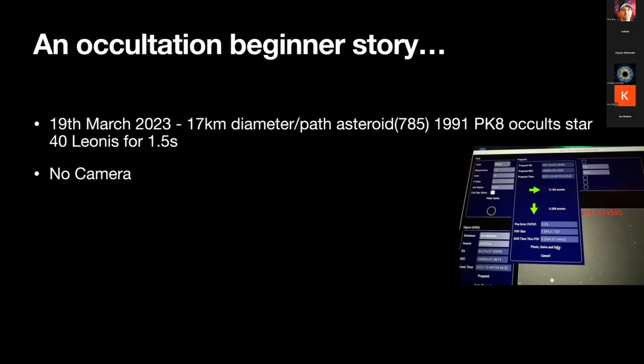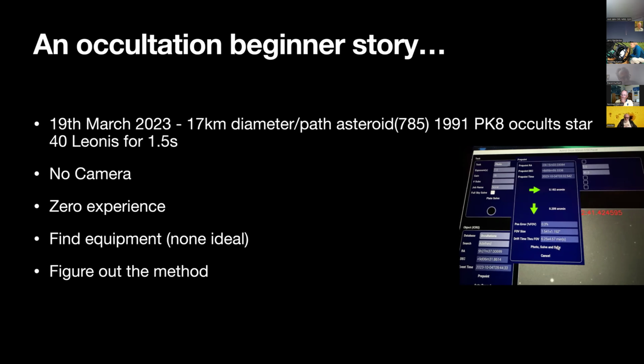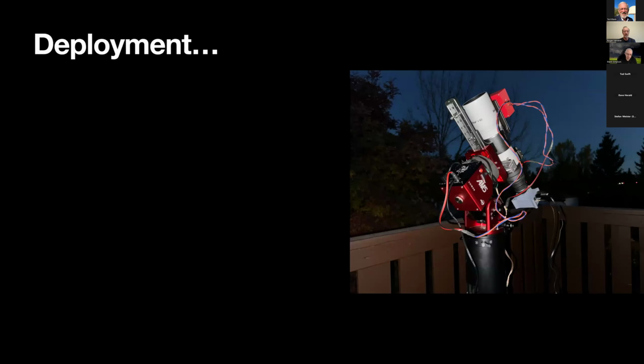So first thing I needed was a camera. I didn't have one. My main camera had been sent back to ZWO to be repaired, so I had to cobble together a planetary camera that I had. I had zero experience, obviously. I had to find the right equipment, and I found out that none of it was ideal. I had to figure out the method of actually recording the occultation successfully. I found that the best practice was using an older camera with GPS timestamp, which I didn't have, didn't want to buy, and was going to take time to get anyway, and I wouldn't be able to get it the same day.